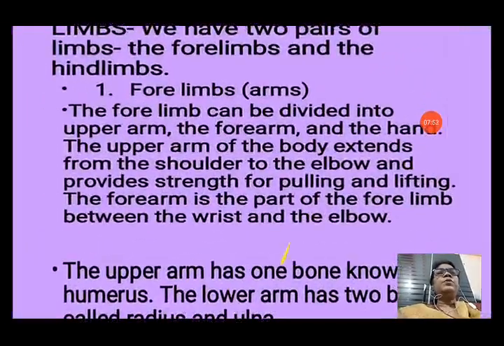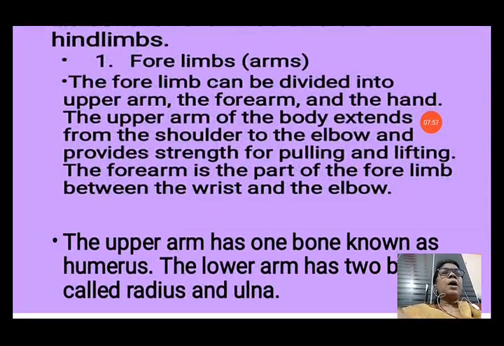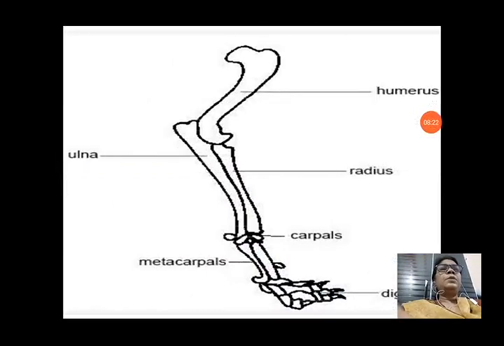Now, limbs. We have two pairs of limbs, the forelimbs and the hind limbs. Forelimbs are called arms, and the forelimb can be divided into the upper arm, the forearm and the hand. The upper arm extends from the shoulder to the elbow and provides strength for pulling and lifting. The forearm is the part of the forelimb between the wrist and the elbow. The upper arm has only one single bone, known as the humerus, and the lower arm has two bones called radius and ulna.